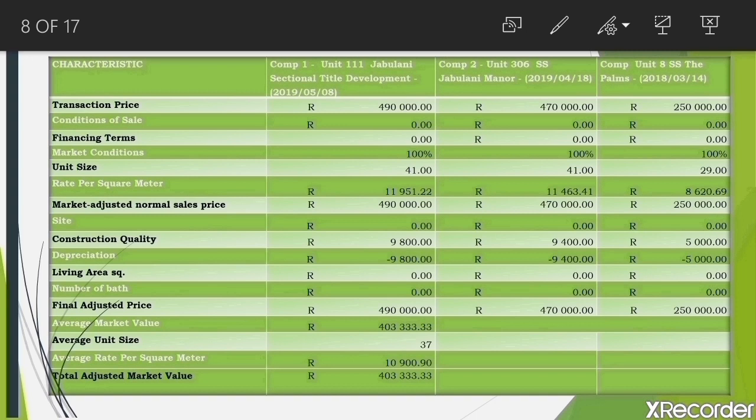This table here is used as a basis of indicating how property investment functions, given an average market value of 400,000 and an average unit size of 37 square meter and an average rate of 10,900 in and around Soweto. However, investment acquisitions will take place throughout the country, including the richest square kilometer in Africa, Sandton.